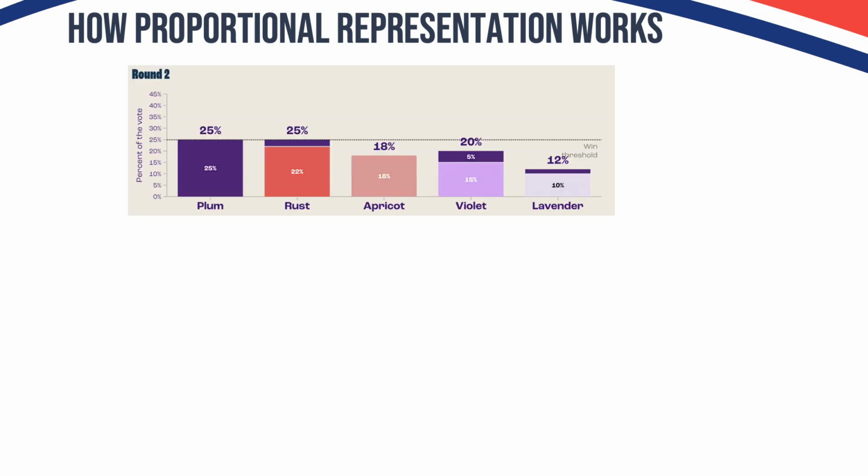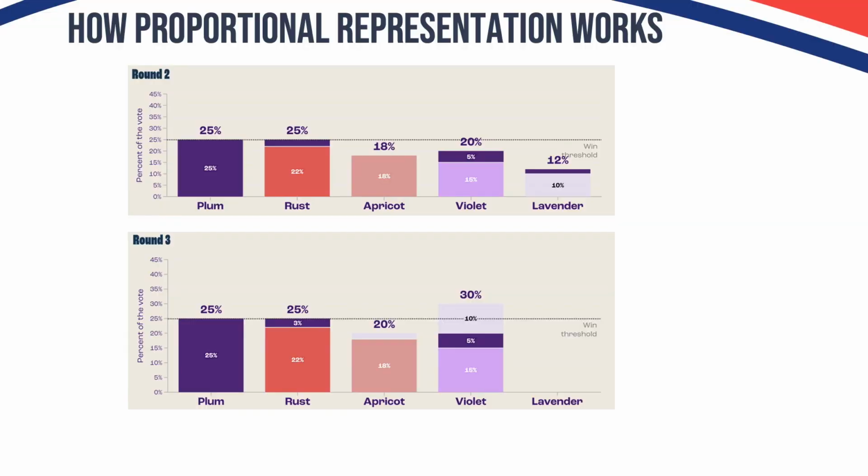So let's see what that looks like. We get this. Now we see that Rust has also reached 25% of the votes. So that means that Rust is also a winner. Yay. But here we run into a little bit of a problem. Rust has exactly 25%. They didn't go over the win threshold. They reached it, so they won, but they didn't go over, so there are no excess votes to be redistributed. So what do we do now?